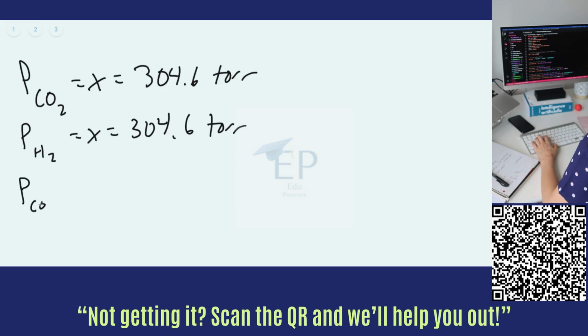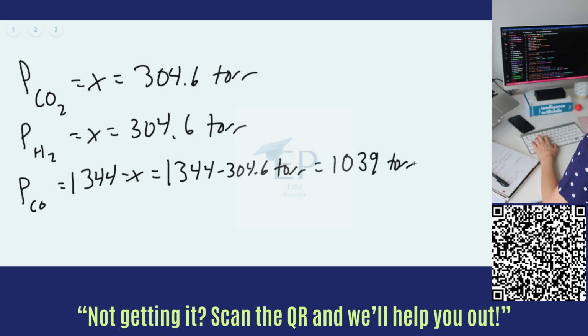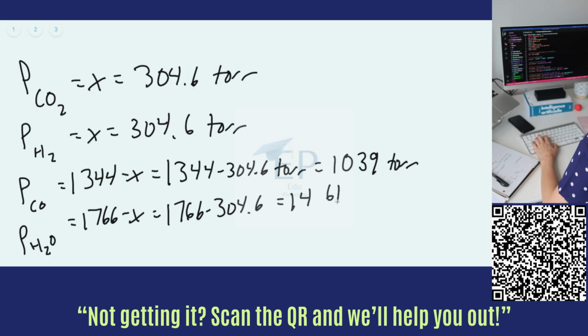Our partial pressure of CO is equal to 1344 minus X, so that's 1344 minus 304.6 torr, and that gives us 1039 torr. And then finally, for our partial pressure of H2O, we take 1766 minus X, so 1766 minus 304.6, and that gives us an equilibrium pressure of 1461 torr. And so those are all of our equilibrium partial pressures.